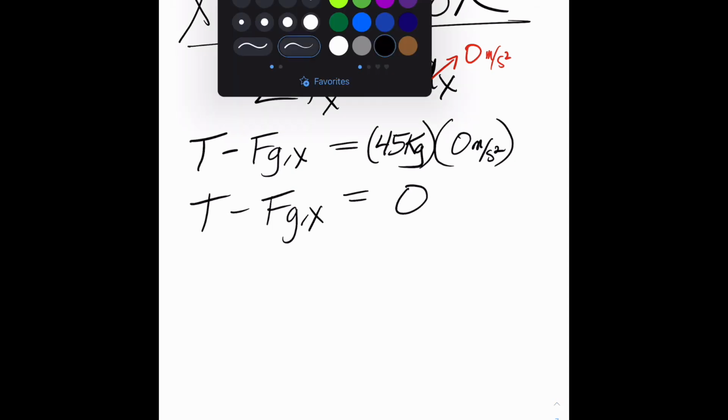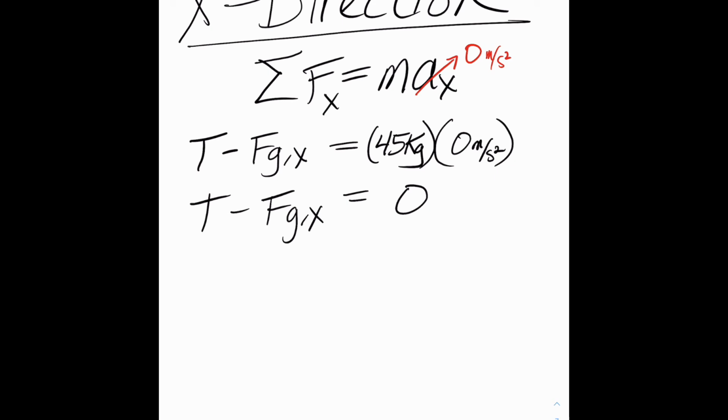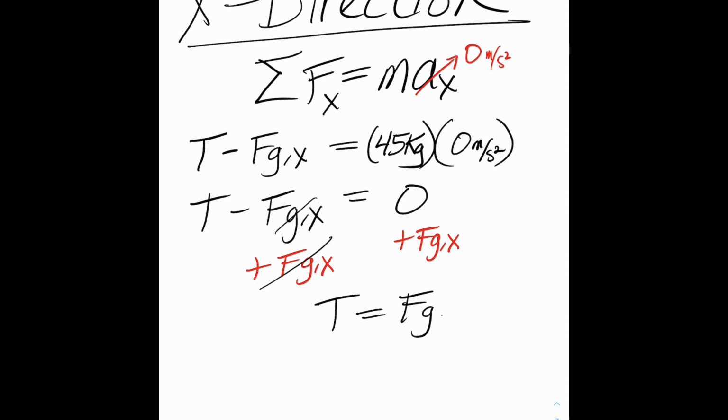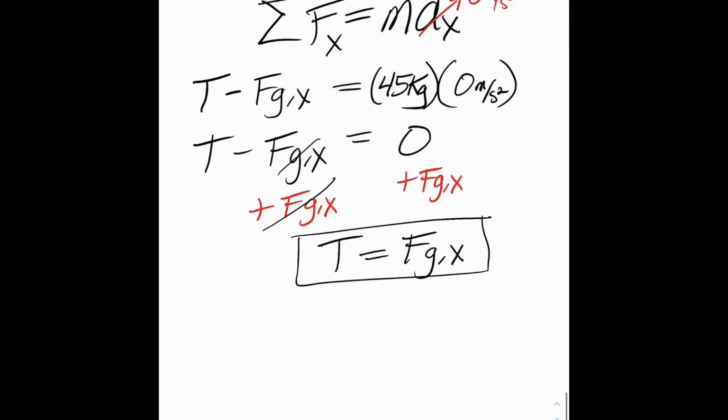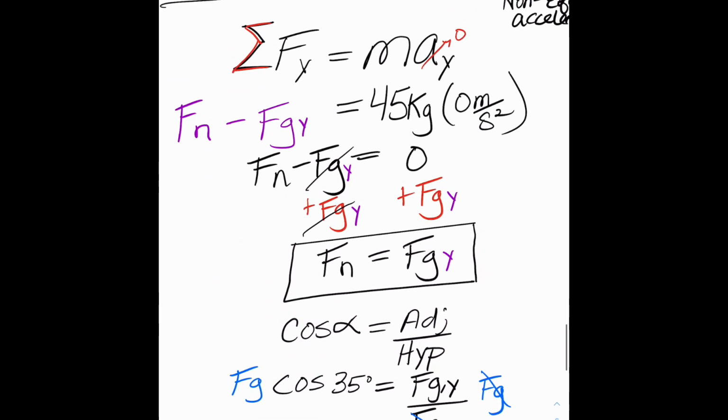All right, and just like last time, we want to solve for something here, right? So we'll go ahead and add FGX to both sides. And this allows us to see that the tension is equal to FGX. So if we can just find FGX using some SOHCAHTOA, we'll know the tension. This is pretty similar to what we just did before, except FG of X is going to be an opposite. So let's go back up and check that.